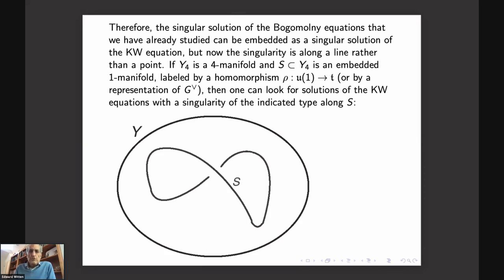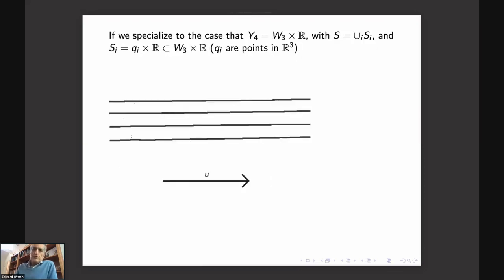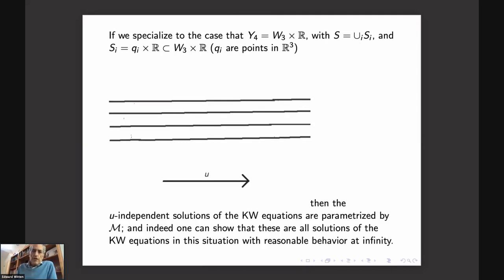So we can do this in general on Y, but now if we specialize to the case that the solution is independent of one coordinate, then as I've already said, the U-independent solutions are parametrized by this space M of solutions of the Bogomolny equations. Moreover, you can show that these are all the solutions that have reasonable behavior at infinity. So in this stretched situation, the solutions are going to become independent of U and will reduce to one of the solutions of the 3-dimensional equations.